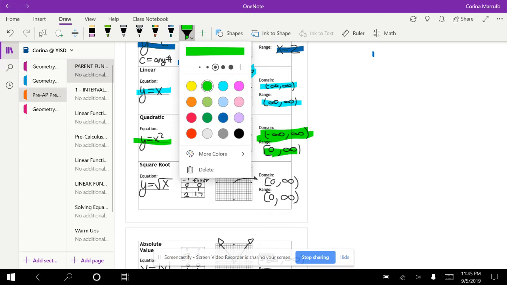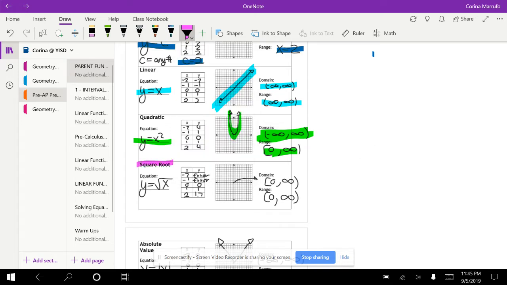The next one is going to be the square root function. So y equals the square root of x. Now this is what your graph looks like. You cannot take a square root of a negative number, which is why we have these errors when it comes to -2 and -1. Okay, your domain is going to be from 0 to infinity, and so is your range.